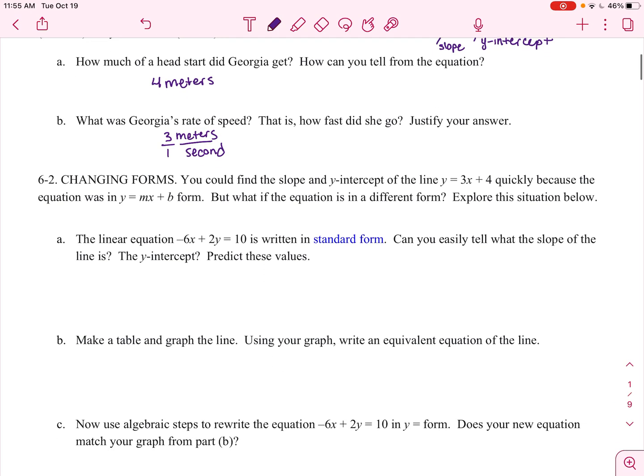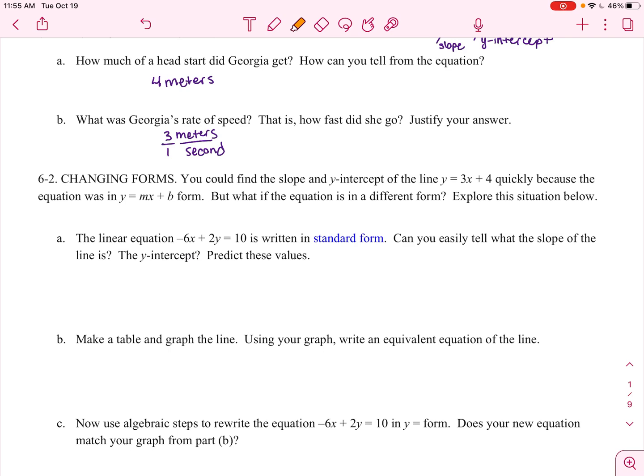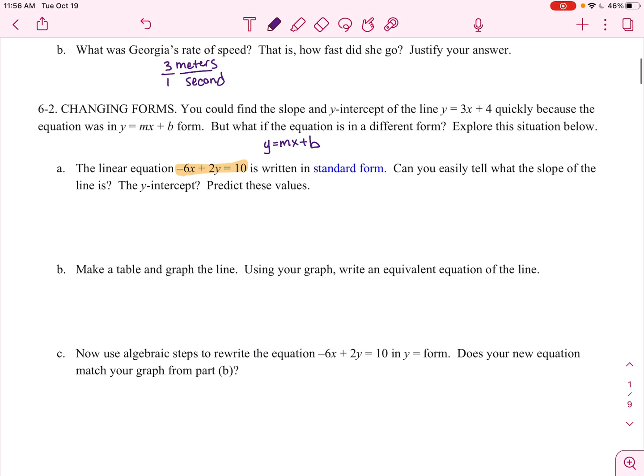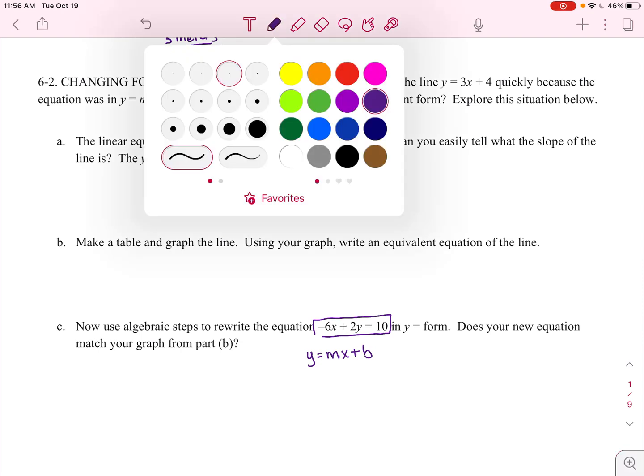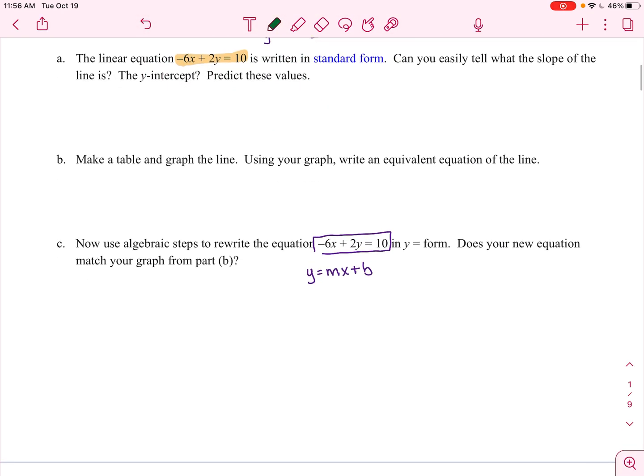Sometimes you will see an equation that is not written like we like it to be. This is an equation of a line, but it's not in your y equals mx plus b form. But not to worry, we can use algebra. I'm just going to skip down to part C. We're going to use algebra to put this equation into your y equals mx plus b form, so that it's easy for you to see the slope and the y-intercept. So let me rewrite this equation.